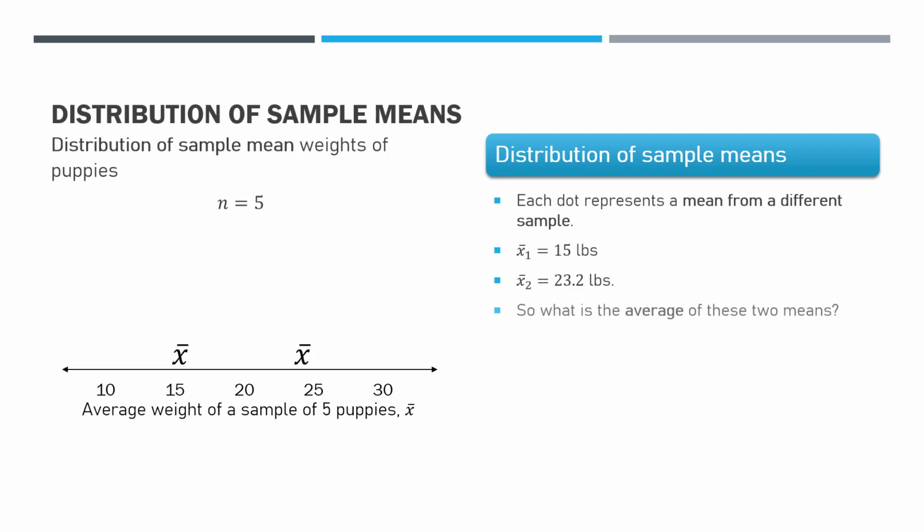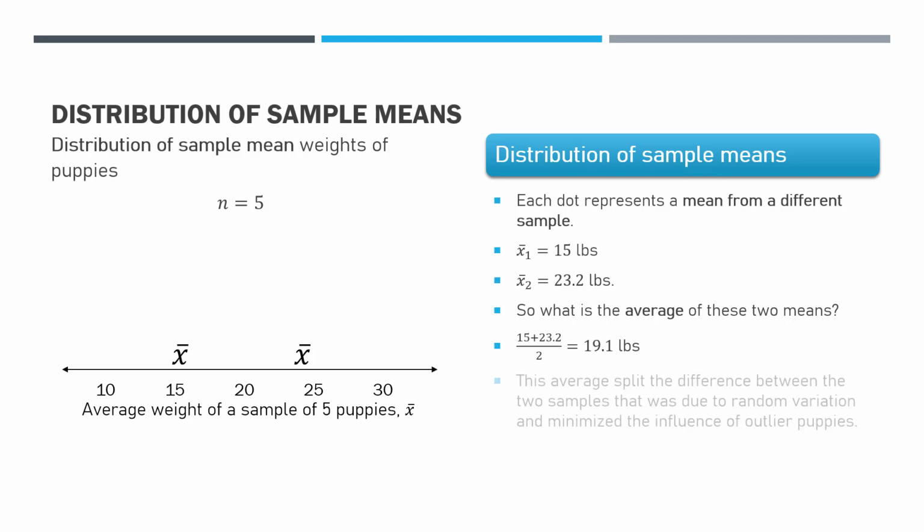You say, wait, take the average of averages? Well, yeah, actually, this is going to be exactly the same as if we were to combine all of these puppies together in the same sample and take the average. We can just take the average of their averages. When we do that, 15 plus 23.2 divided by 2, for the number of averages we had, we get 19.1 pounds.